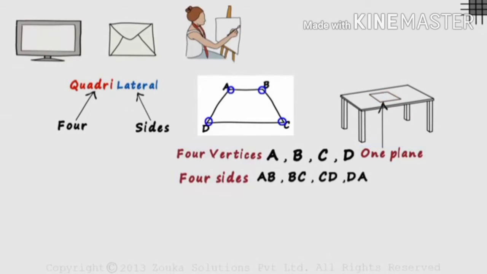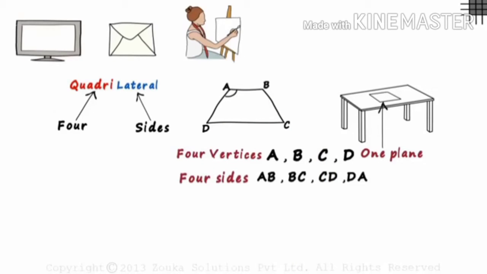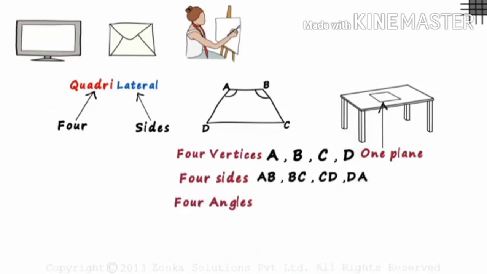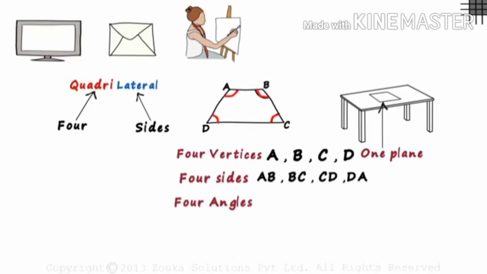Observe that a vertex is formed when 2 sides meet at a point. And what is formed between those sides is called an angle. This is an angle. A quadrilateral is also defined by its angles. It has 4 angles. Apart from the one we marked, this one and this one. These are the 4 angles formed in a quadrilateral.